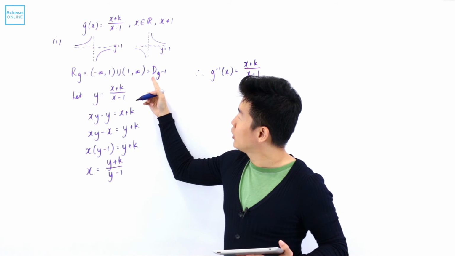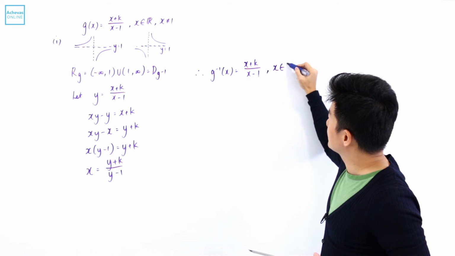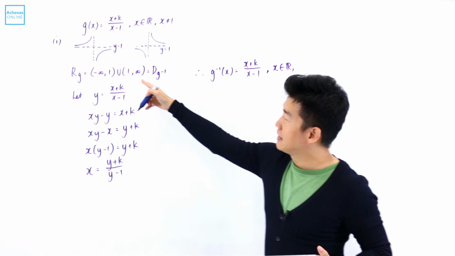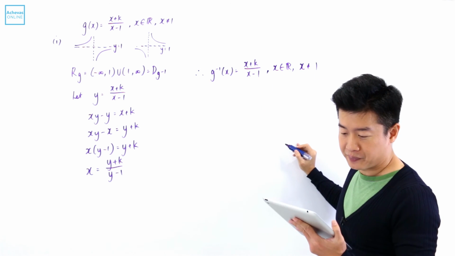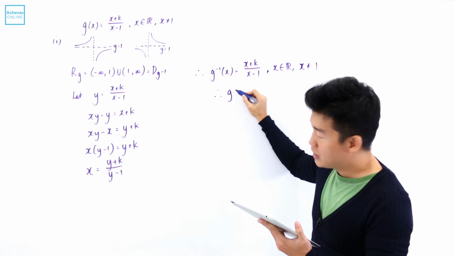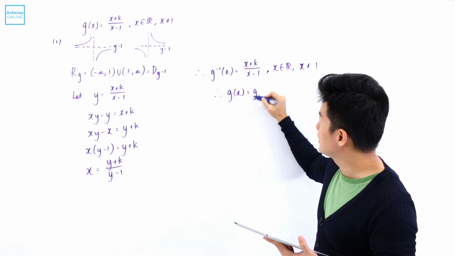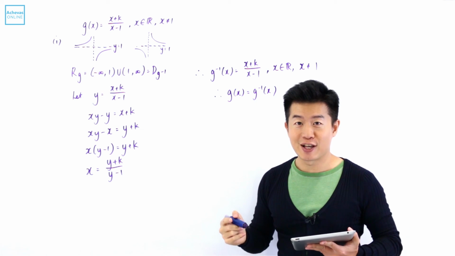And the domain of G inverse, if I were to apply it here, will also be such that x is all real numbers and x cannot be equal to 1. Okay, and that is why we have now shown that G(x) is exactly the same as G inverse(x), and that is why G is self-inverse.